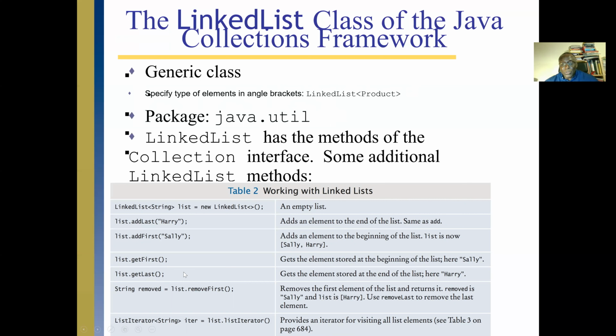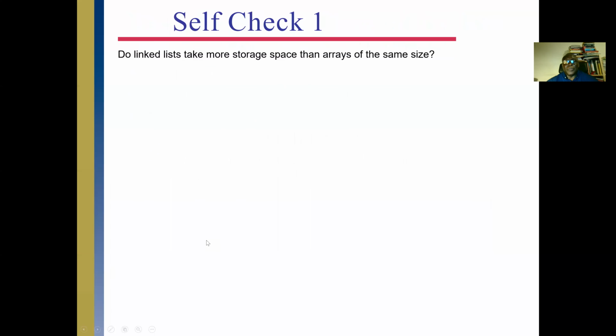Then we also have removeFirst. It removes the first element of the list and it's also going to return it. So if I have removeFirst and Sally is in front, then we are going to remove it. But getFirst means I want to know if Sally is in the front. With removeFirst, if Sally is in the front, then we're going to remove it. So these are some of the applications and the methods in the LinkedList class in the Java API.